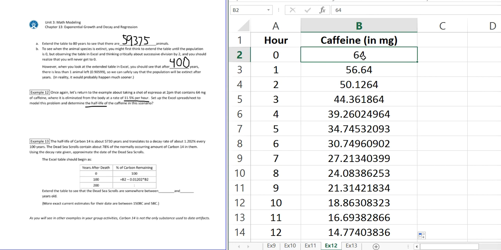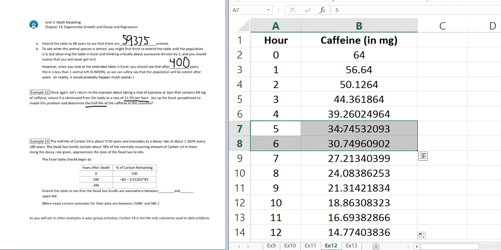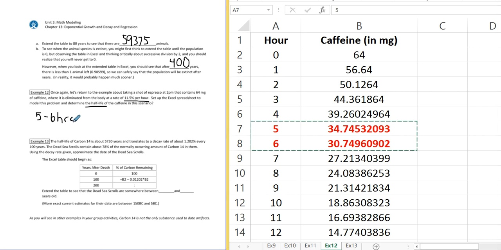So if I start with 64 milligrams, what I'm really looking for is when 64 gets cut in half. So 64 divided by 2 would be 32. So I'm thinking about that 32 milligrams is going to occur somewhere between 5 and 6 hours. So at 5 hours, we have more than 32 milligrams. At 6 hours, we have less than 32 milligrams. So it would be somewhere in between our 5 and 6 hours. So using Excel to solve, this is precise enough. That's about as far as we're going to go with that. Okay, so this would be our half-life.